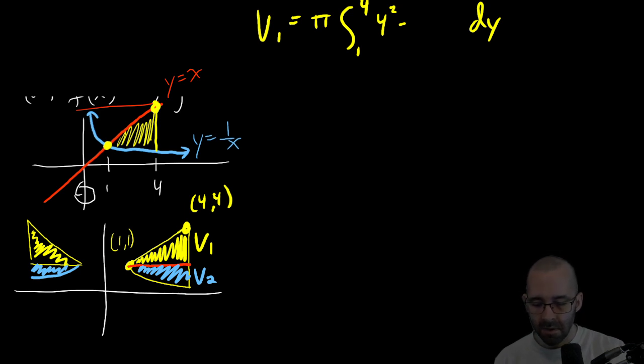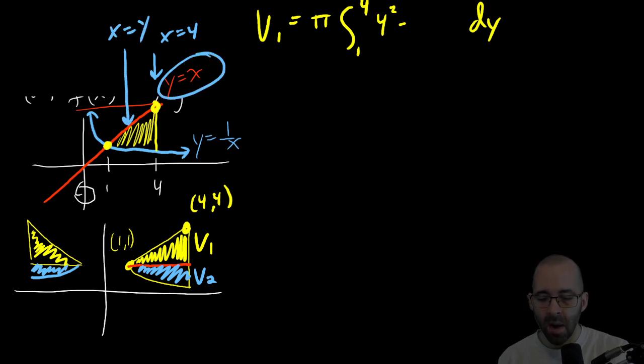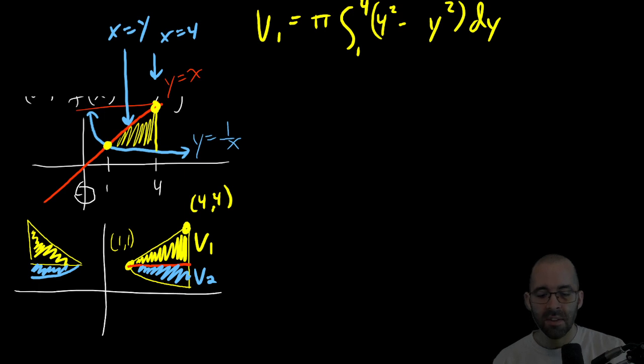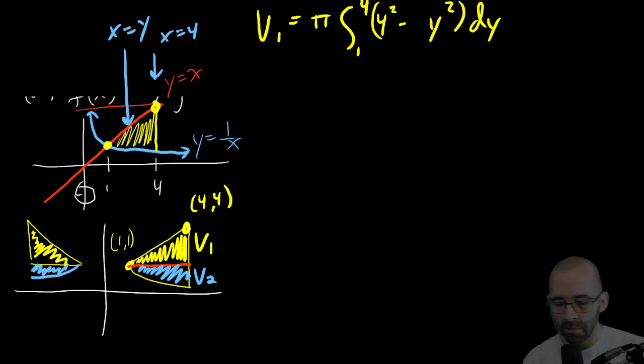Now it's the leftmost. That's going to be this guy. What's that line? That's the line x equals what? Again, this guy right here is x equals 4. This guy right here is x equals y. Right? If y equals x, then x equals y is the same curve. So this becomes y squared dy. And this is what we integrate for V1.